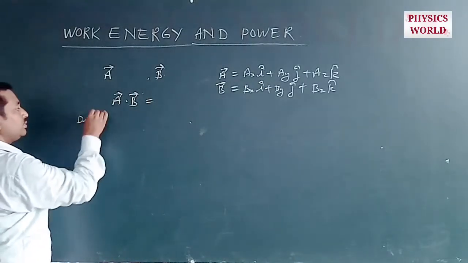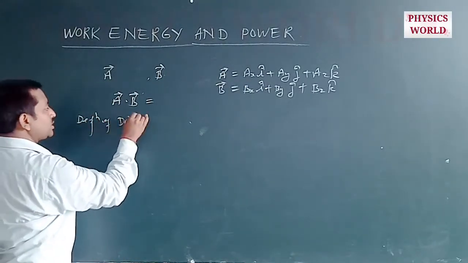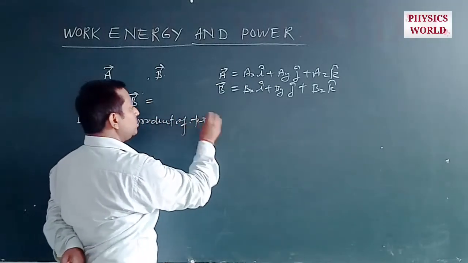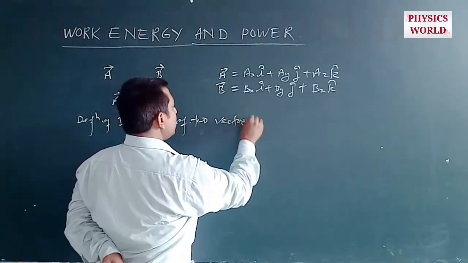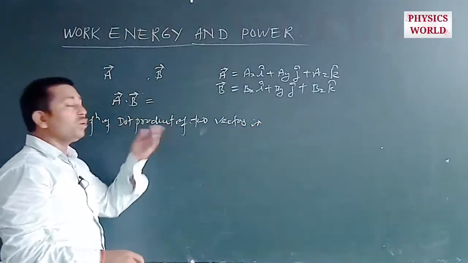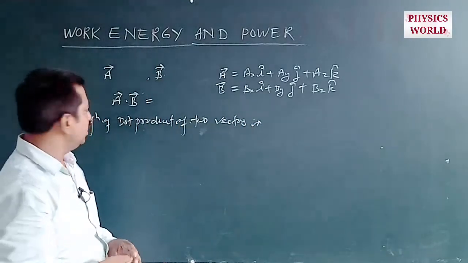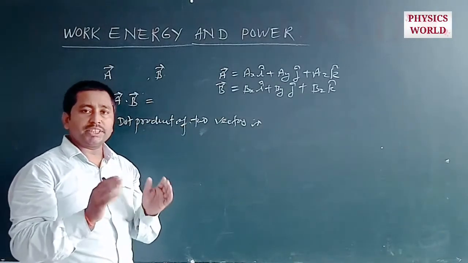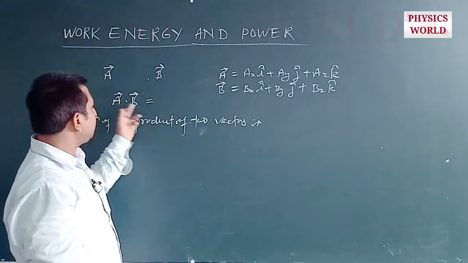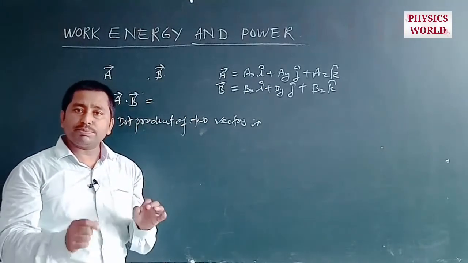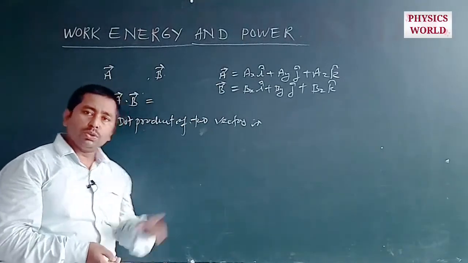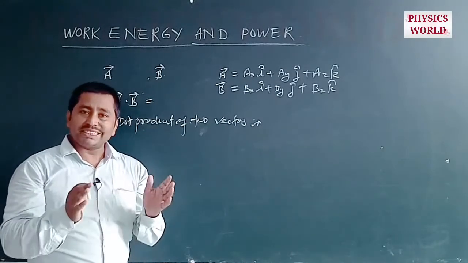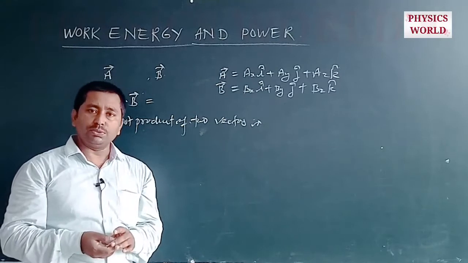Definition of dot product of two vectors. The dot product is also known as a scalar product, because in this we obtain a particular quantity that is a scalar. It means the dot product of two vector quantities always gives a scalar quantity. So such a product is also known as the scalar product of two vectors.